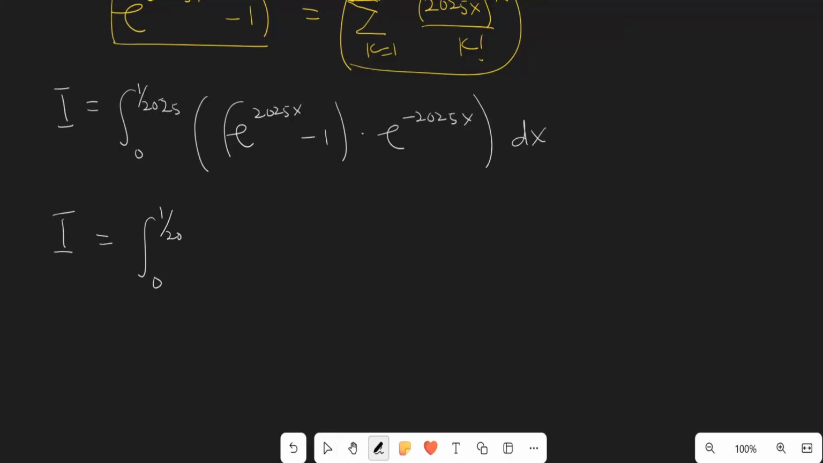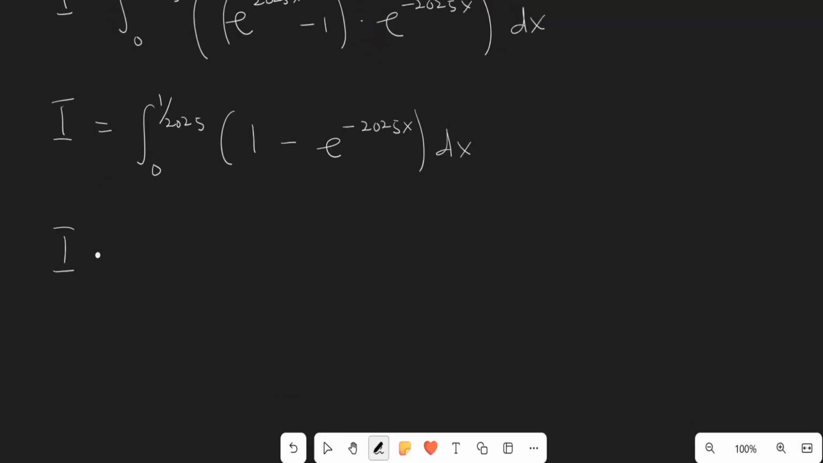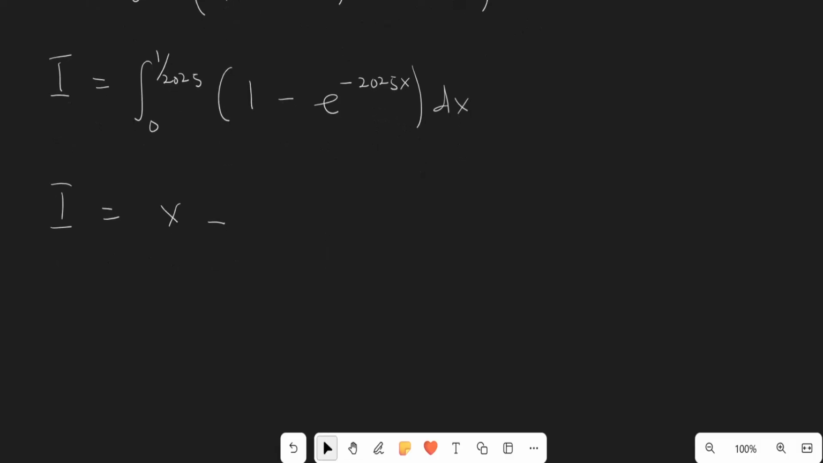Then we have I equal to the integral from 0 to 1 over 2025, and we can now multiply in with this, which will give you 1 minus e raised to the power negative 2025x dx, and we are now ready to integrate. So integrating 1 is x, minus integrating this one is differentiating the power, which is negative 2025, and you divide. That is going to be dividing by negative here. That is going to be positive 1 over 2025 e raised to the power negative 2025x. We are done with the integration. We take the limits of integration from 0 to 1 over 2025.